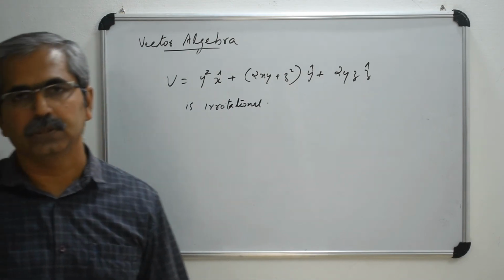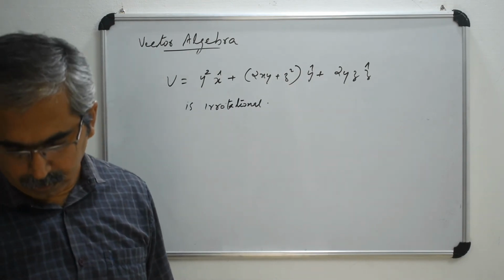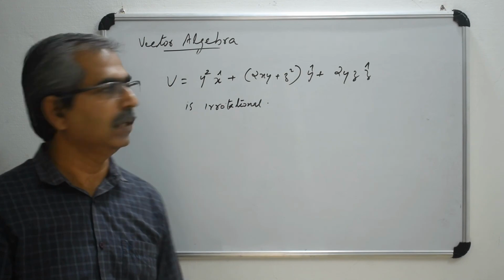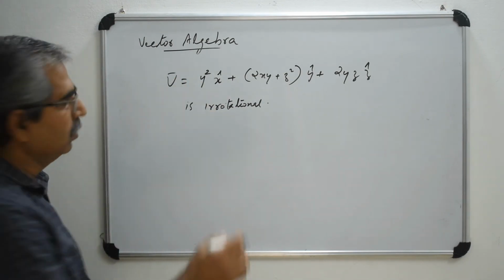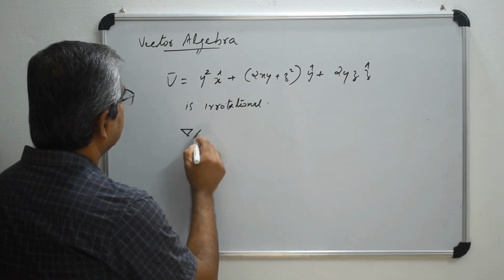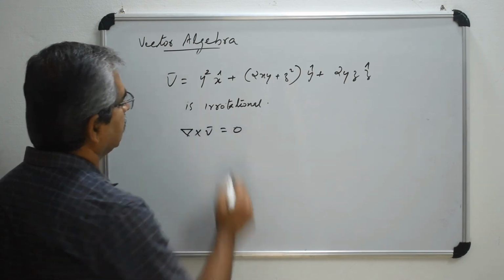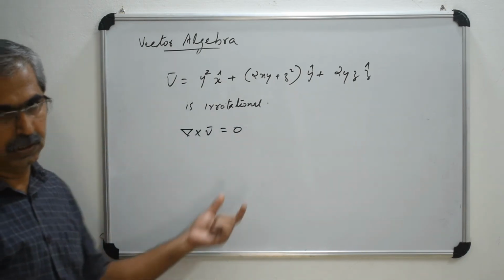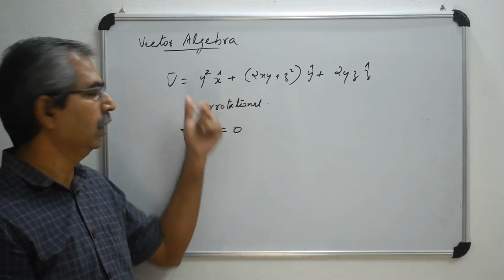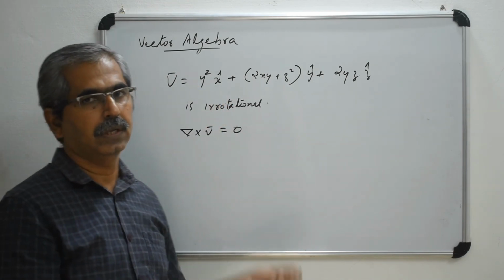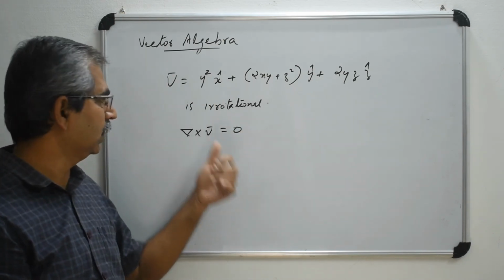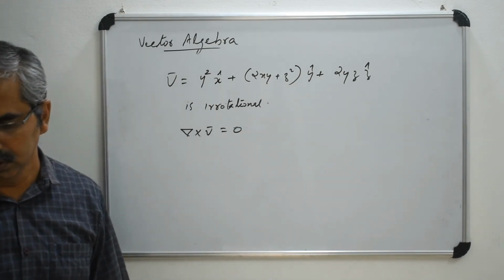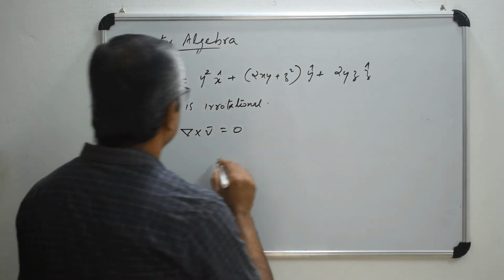So how will you prove that? In order to prove that a vector is irrotational, what we have to show is that del cross that vector is equal to 0. Okay. So that is what we call a curlless or an irrotational vector. So we have to prove del cross v is equal to 0. So how will you do that?